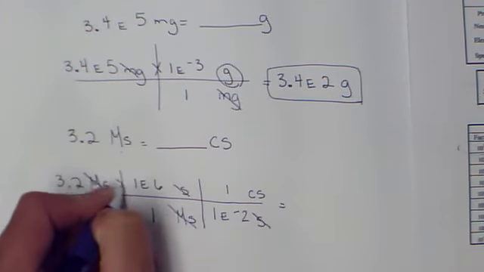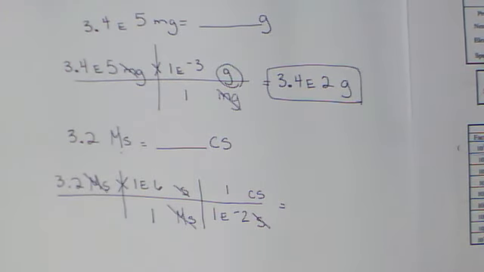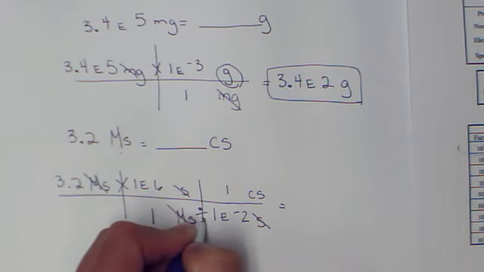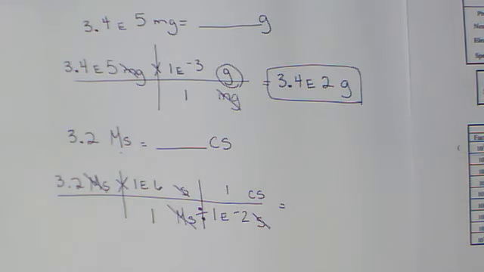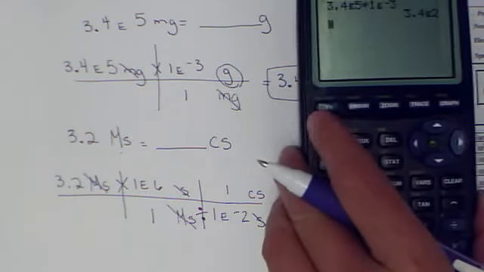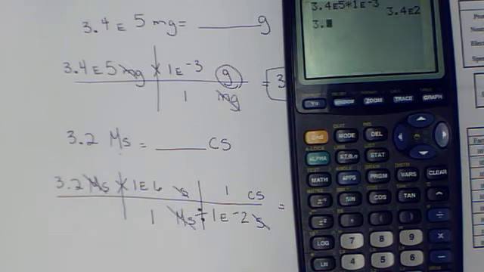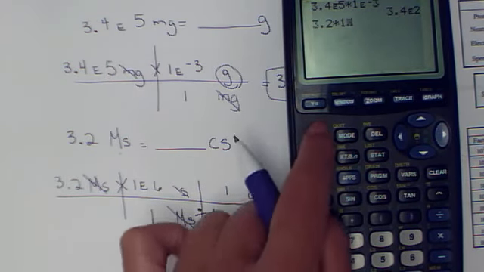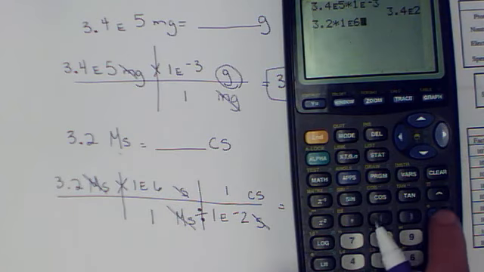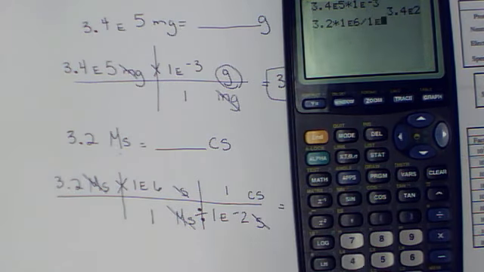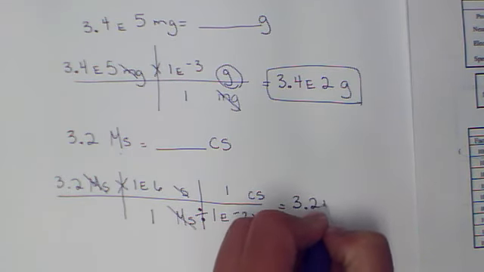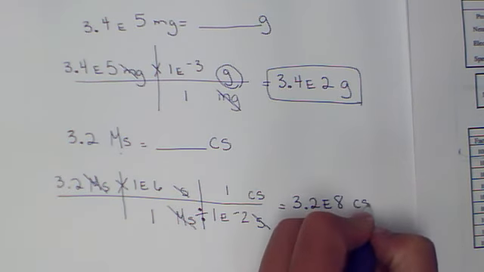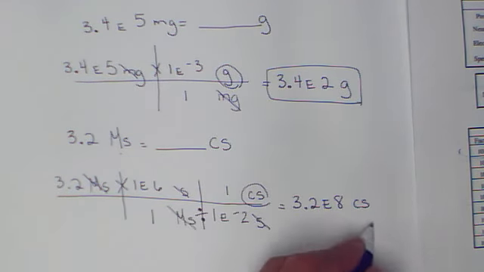Okay, anything on top I should hit multiply in front of it. Anything on bottom I should hit divided by. If I have a simple 1, you can multiply or divide by 1 and it doesn't change anything. So in my calculator, I'll enter in 3.2 times 1 second E6 divided by 1 second E negative 2, and I get 3.2 times 10 to the 8th. And my unit is centiseconds, which is exactly what I want, so I know I'm finished.